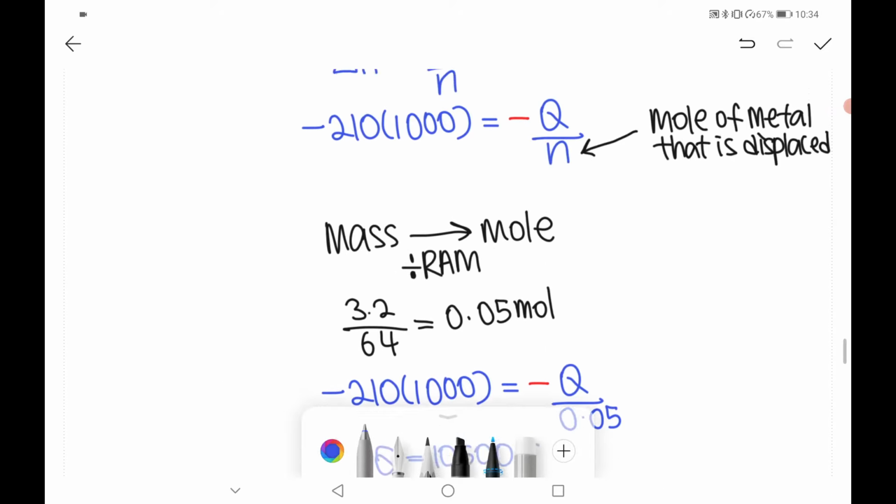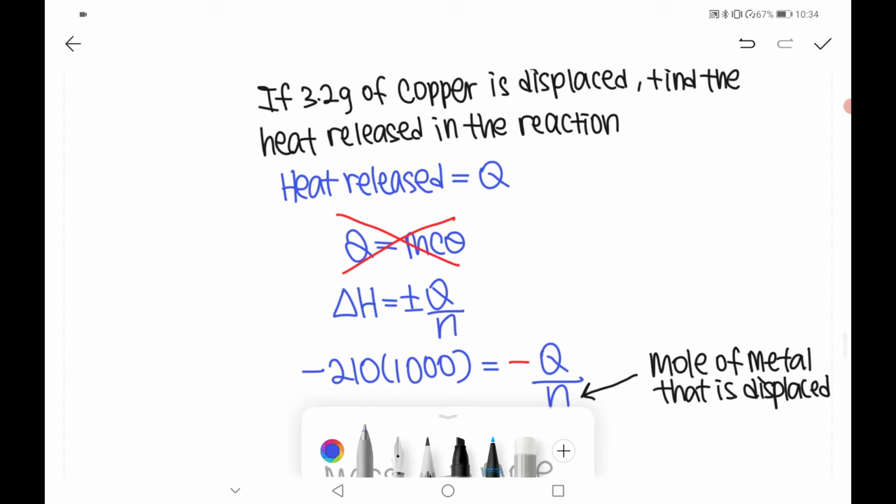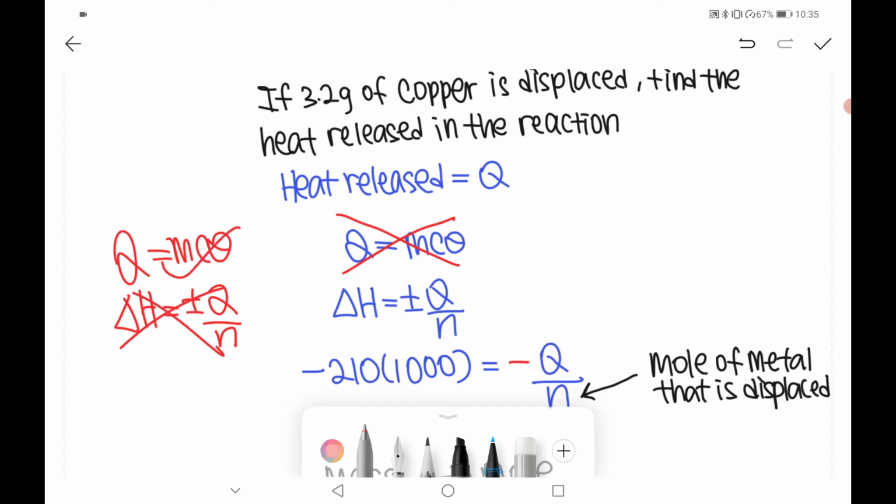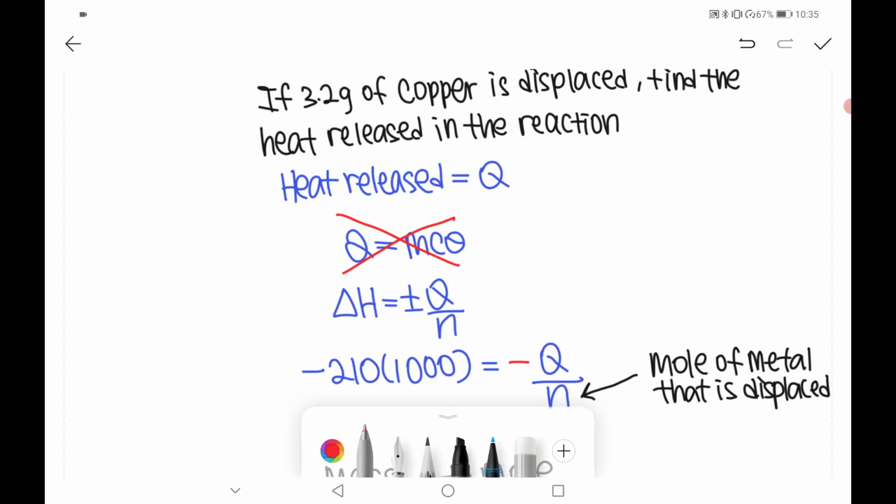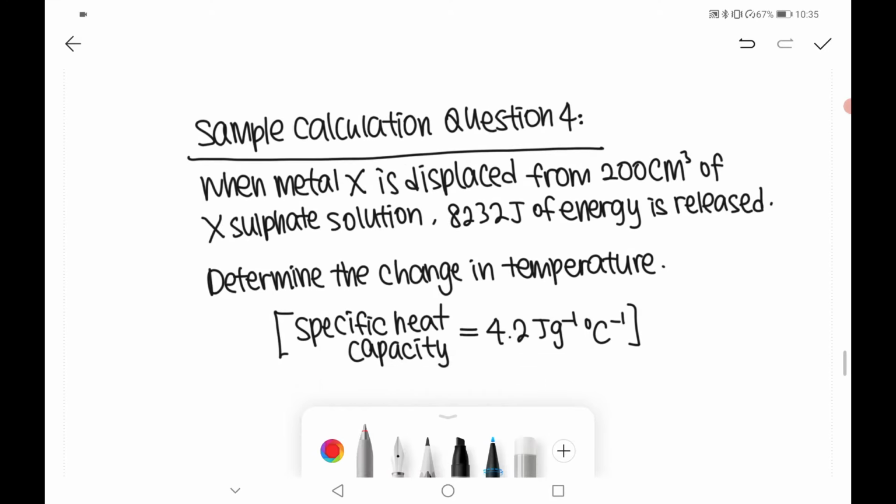So now you see, it's all about these two formulas only. The basic idea I just want you to know is always these two formulas. Q equal to mc theta, and delta H is plus minus Q over n. If this formula cannot be used, then it must be this. These are the two very important formulas that we need to know. All right, so now let's go for the next one.